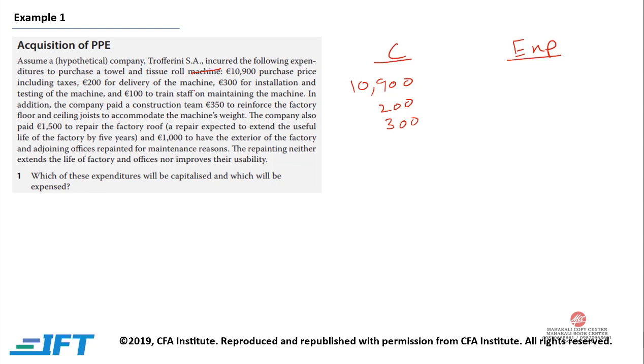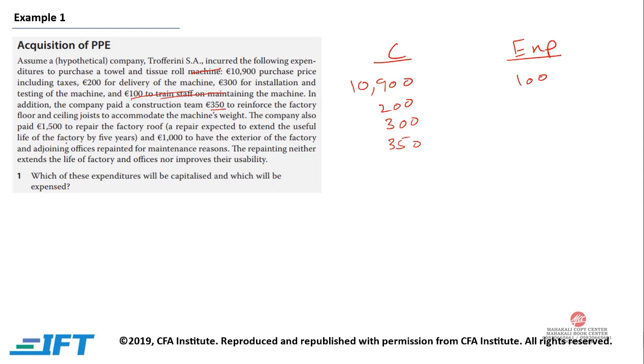100 to train staff on maintaining the machine. Now this needs to be expensed. This is expensed training cost. We expense them. In addition, the company paid a construction team $350 to reinforce the factory floor and ceiling joists to accommodate the machine's weight. Now, if you don't do this, then again you are unable to use the machine. So again, this would be capitalized.